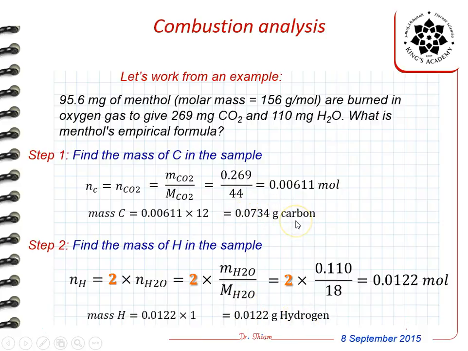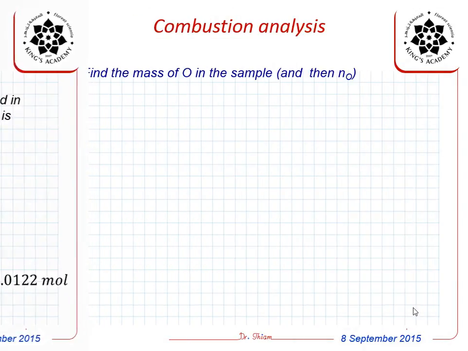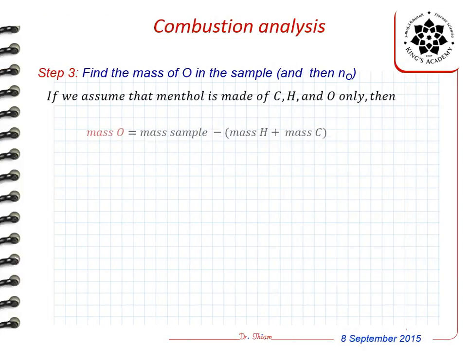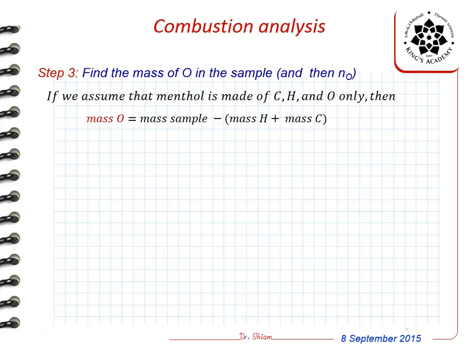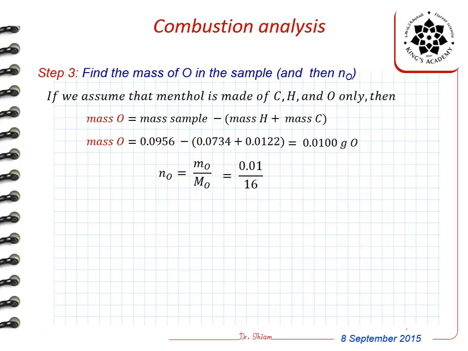So what do we do? How do we get the mass of oxygen now? Well, we add these two, and we subtract the number we get from the mass of the sample, and whatever is left is going to be the mass of oxygen. So let's do that. This is, of course, assuming that the substance is made of only carbon, hydrogen, and oxygen. So there you go. We get the mass of oxygen. And from here, we can get the number of moles of oxygen by dividing mass over molar mass. So there you go. Molar mass of oxygen is 16. Now we have the number of moles of oxygen.